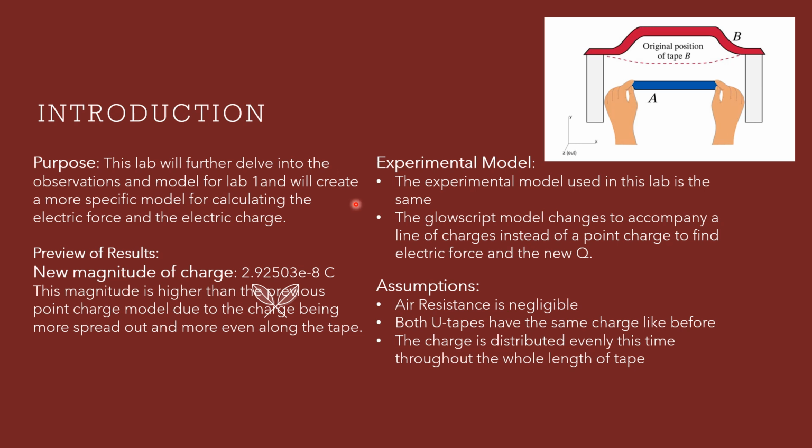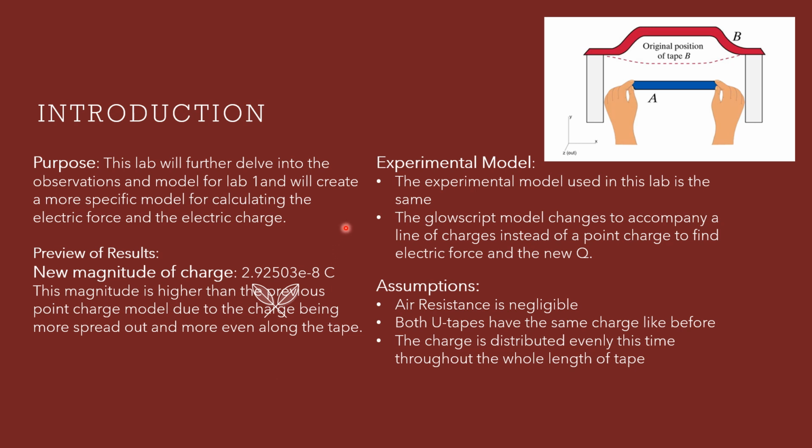So the purpose: this lab will further go into Lab 1's experimental results and data. We'll create a more specific model for calculating the electric force and the electric charge. Some of the results, or this little preview, is that the new magnitude was 2.92503 times 10 to the negative 8 coulombs. This magnitude is much higher than the initial point charge model of Lab 1.